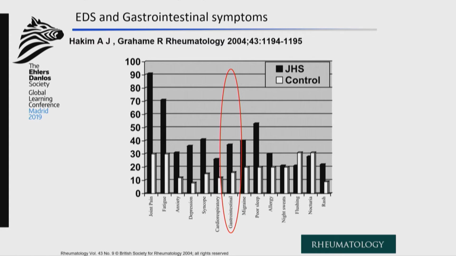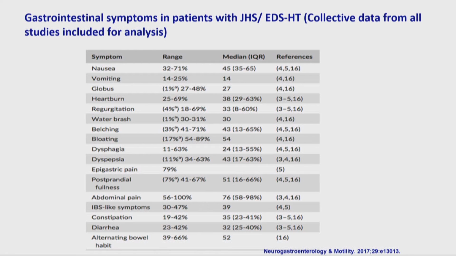But since then, there's a lot more work that has been done, and this is a summary slide from all the data that had been published until 2017, which demonstrates the range of symptoms that have been associated in patients with hypermobile EDS and HSD. And as you can see, the whole range of symptoms that you could imagine that could occur in the gastrointestinal tract are present. However, there are some that are particularly more common.